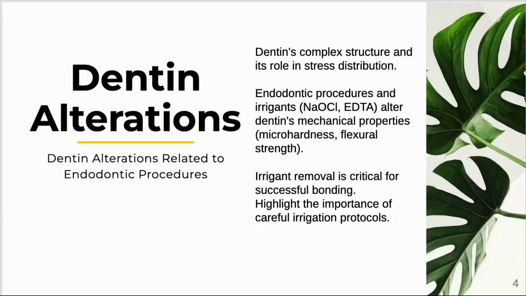Dentin alteration. Dentin is a complex structure that plays a crucial role in stress distribution. Endodontic procedures, particularly the use of irrigants like sodium hypochlorite and EDTA, can alter its mechanical properties. Studies have shown changes in micro hardness and flexural strength. Therefore, meticulous irrigation and complete removal of irrigants are critical to successful bonding and long-term restoration success.